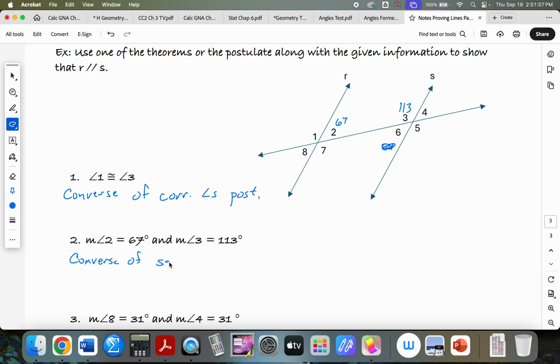of the same side interior angles theorem.